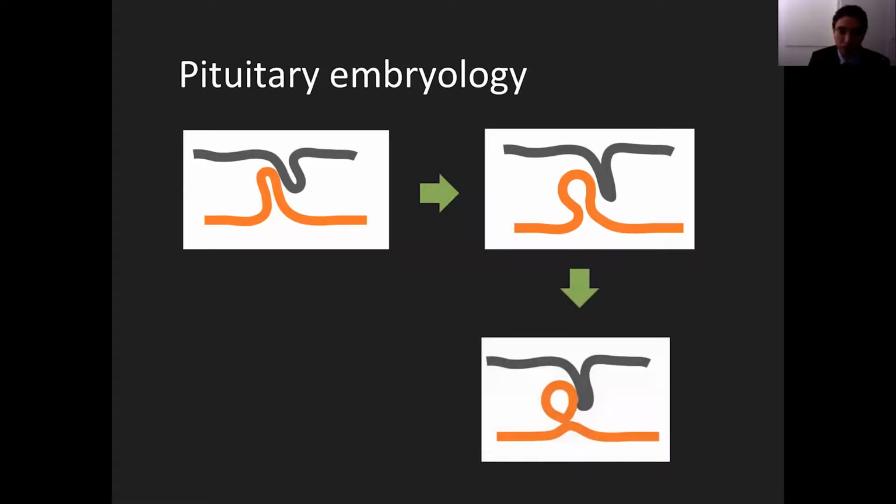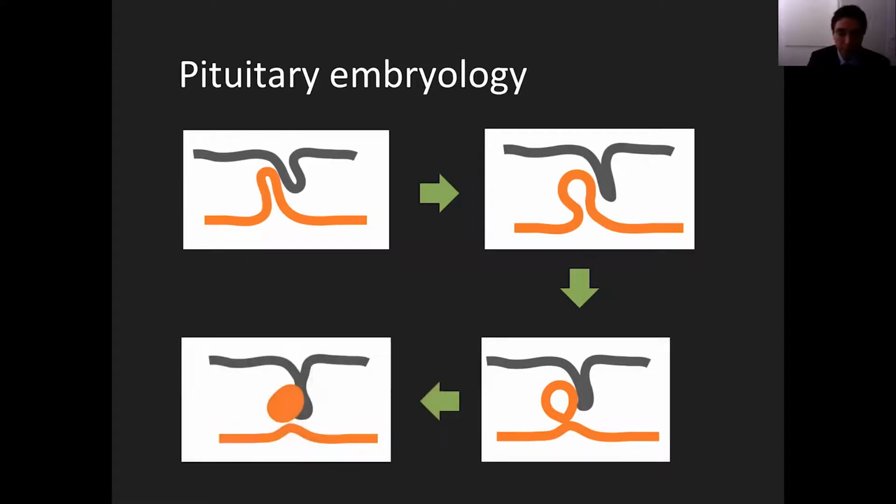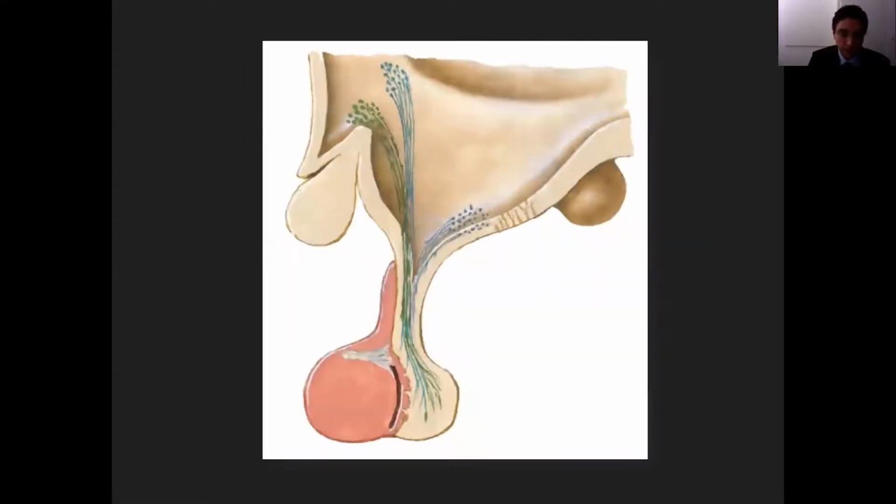When the pouch contacts the infundibulum, it loses its connection with the primitive oral cavity. And what happens finally is that the anterior wall of that pouch, of that bag, starts filling with cells. And at the end, we get the greater mass of the adenohypophysis, which is the pars distalis anteriorly, the pars intermedia posteriorly, which degenerates. Between those two, we have a cleft, which is Rathke's cleft, and we have the pars tuberalis, which grows cranially around the infundibulum.